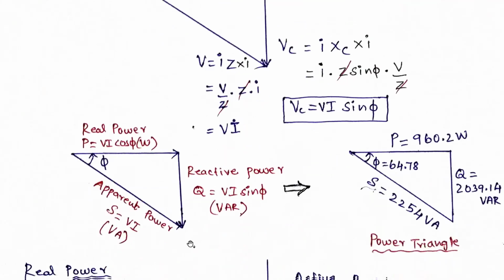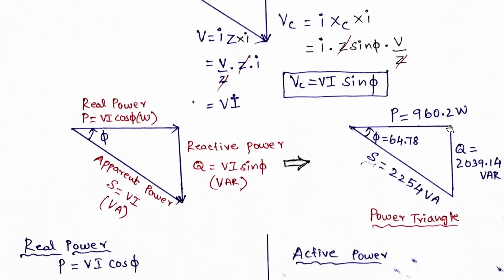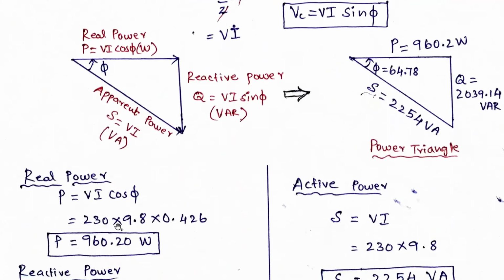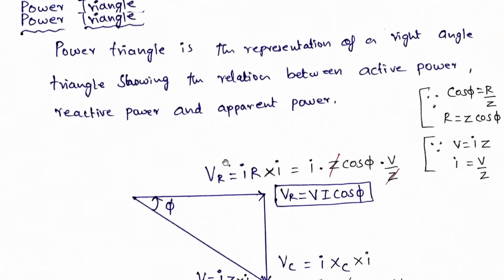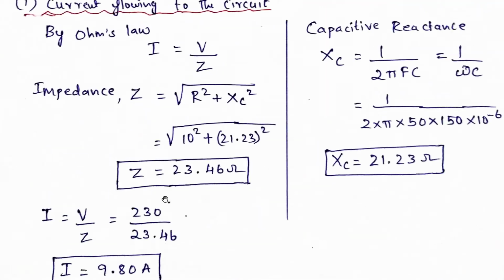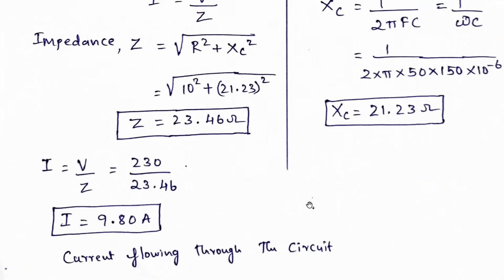Next is apparent power. Apparent power is V into I. The representation is S. S is equal to V into I. The unit of apparent power is volt-ampere. So whatever we calculated, we are writing over here. We need to calculate VA cos phi. VA cos phi is 230, where V is 230, I is 9.8. Cos phi we already found out, cos phi is equal to 0.426. And I we also found as 9.8, and V is already given in the problem as 230 volts.